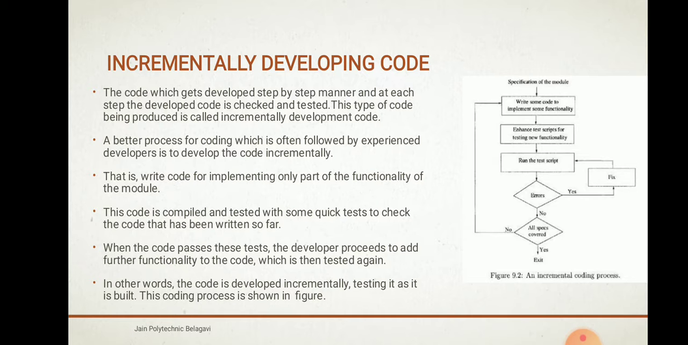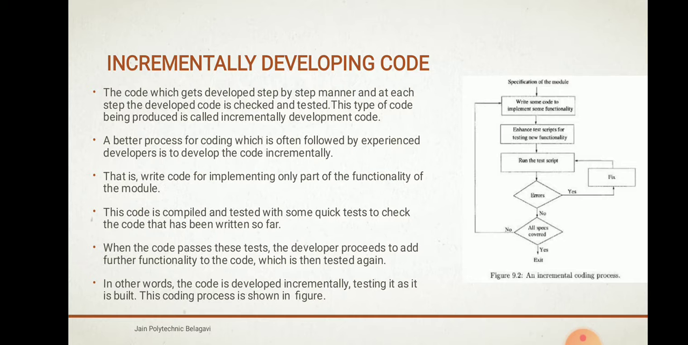A better process for coding, which is often followed by experienced developers, is to develop the code incrementally. Write code for implementing only part of the functionality of the model. This code is compiled and tested with some quick tests to check the code that has been written so far. As you can see here, there is a specification of the model. When you write some code to implement some functionality and enhance some test scripts, when you run the test script, if there is an error, you have to fix it. Run the test script again. If there is an error, again you have to fix it.